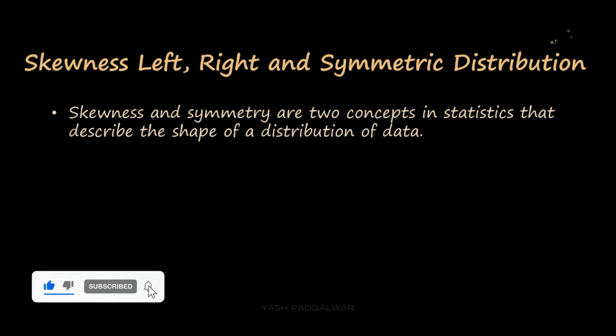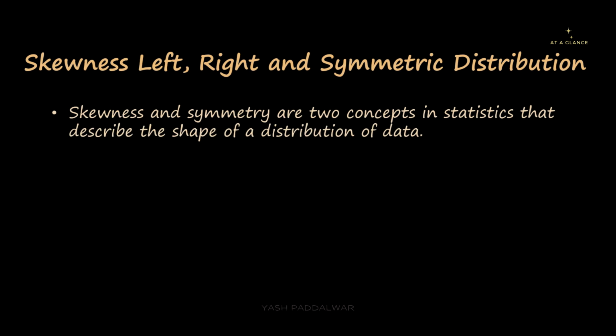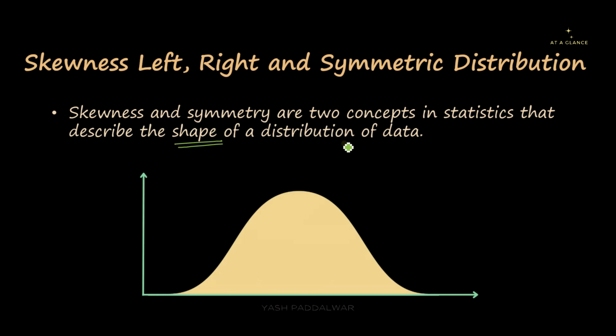Skewness and symmetry are two concepts in statistics that describe the shape of the distribution. Just mark these words, shape of the distribution. It describes how your data is actually oriented in a 2D manner. So here is an example of a distribution of data. Here we have considered only a single variable, or I would say a single data column. This is the distribution. You can see how the data values are actually oriented. It can be clearly seen with this particular distribution.